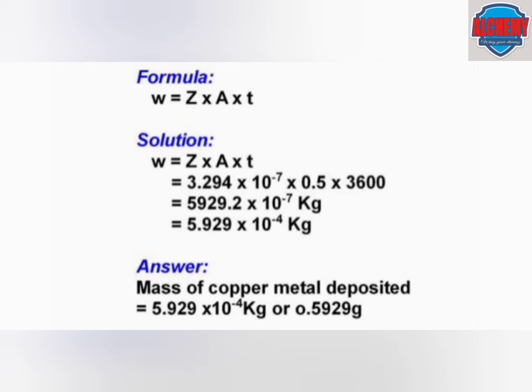The mass of the substance deposited is given by W equals Z into A into T, where Z is the electrochemical equivalent, A is the current in ampere, and T is the time in seconds. Substituting the values, we get the answer as 5.929 into 10 raised to minus 4 kilogram.